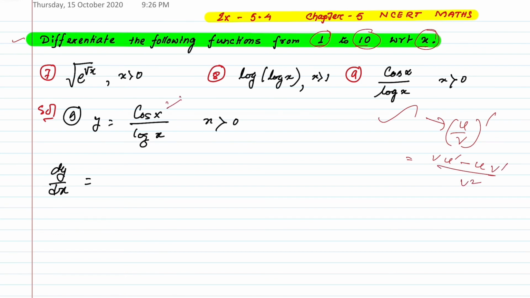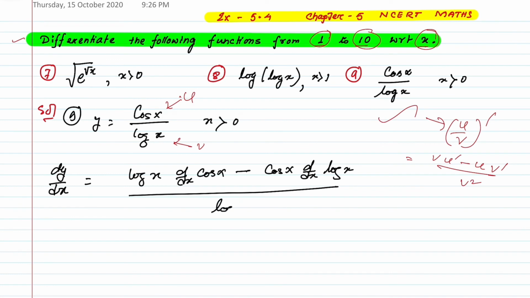Now assume this one as numerator as u and the denominator as v, then what you will get? So log of x derivative of cos x minus then cos x derivative of log of x by log of x whole square, that is v square. Okay, so let me write here properly.